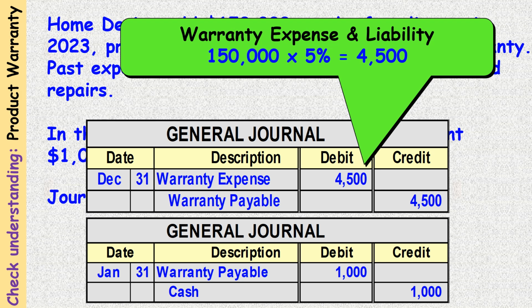Now, these are the journal entries that are required in case of warranty expense in the same year as the sales and the liability is created. In future years or future periods, when the warranty service is provided, a debit will go to warranty payable and a credit will go to cash or inventory part. Now, this was the lecture on estimated liabilities or uncertain liabilities.